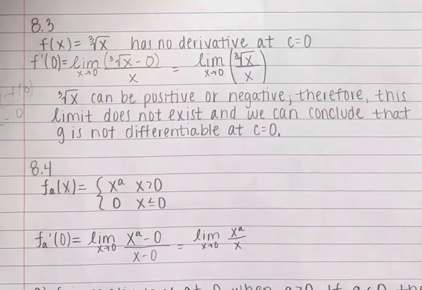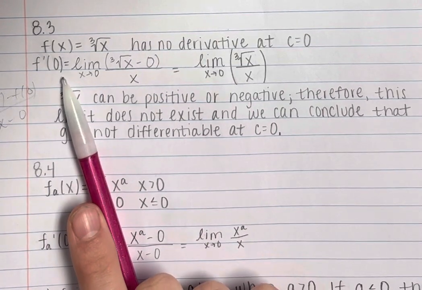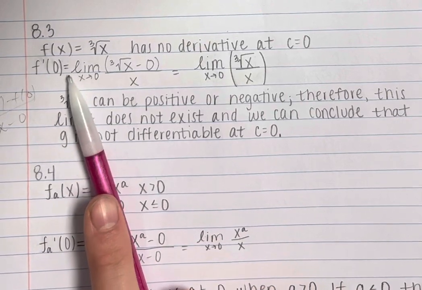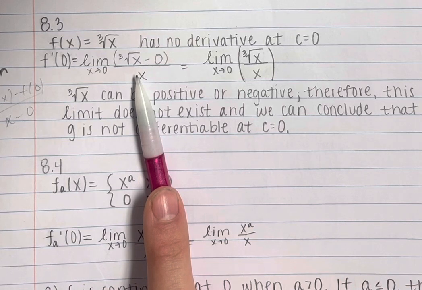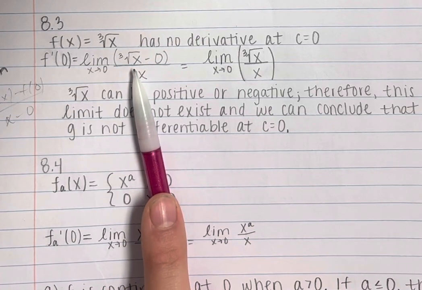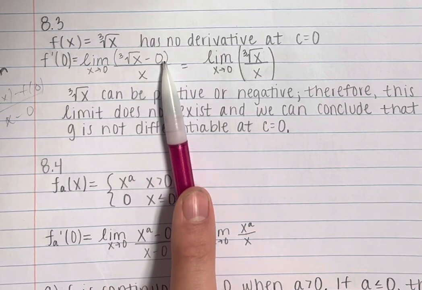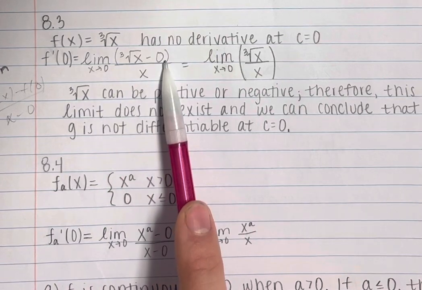On to 8.3. We're going to prove that f of x equals the cube root of x has no derivative at c equals 0. So we're going to use the derivative, the definition of derivative, plugged in here. So we get the cube root of x minus 0 over x minus 0, right?